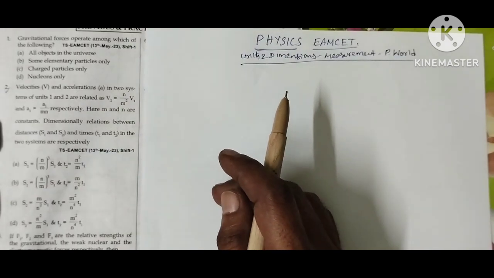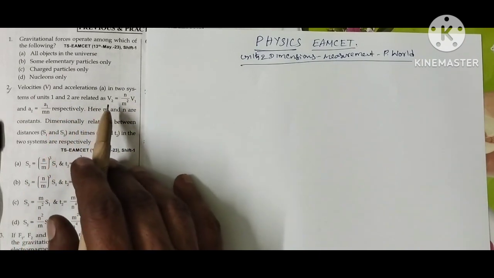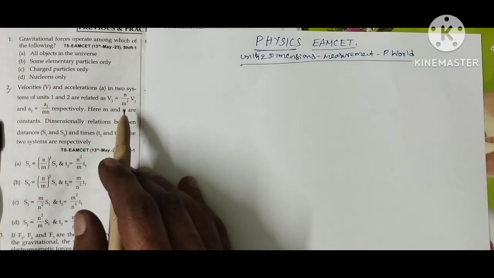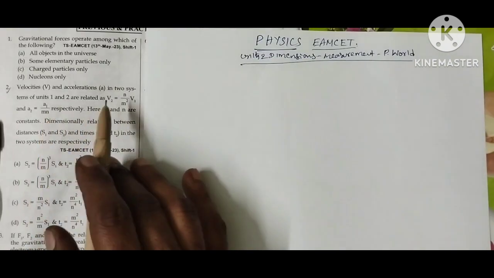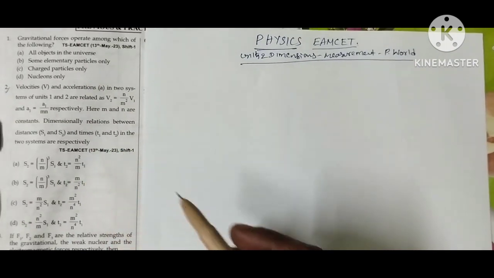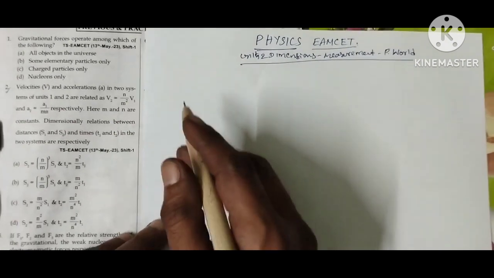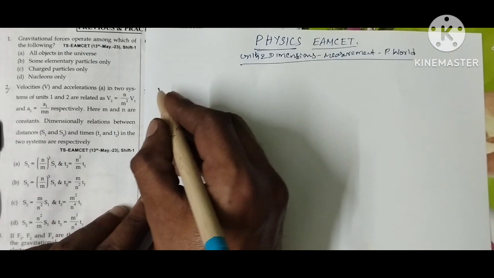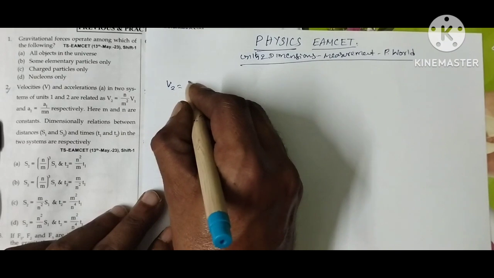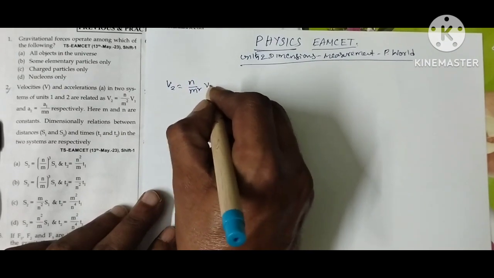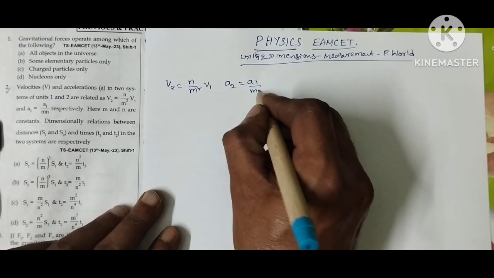Next, question number 2. Velocity V and acceleration A in two systems of units 1 and 2 are related as V2 equals n by m squared V1, and A2 equals A1 by mn. We have to write this in terms of distance and time. For that, let us take the given values. Velocity V2 is equal to n by m squared V1, and acceleration A2 is equal to A1 by mn.